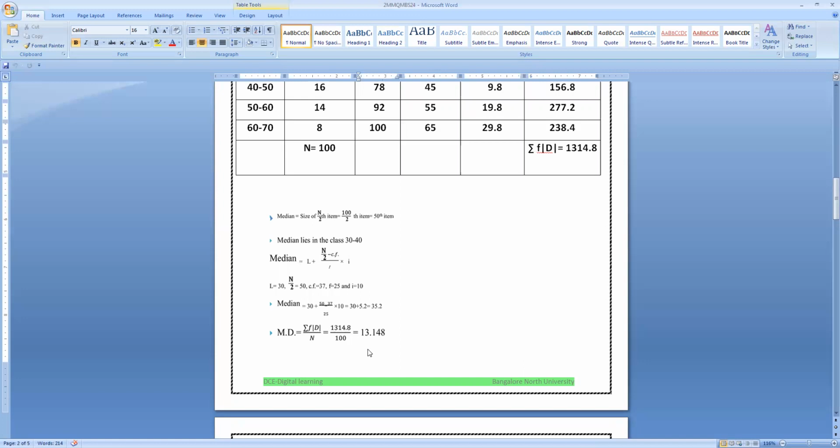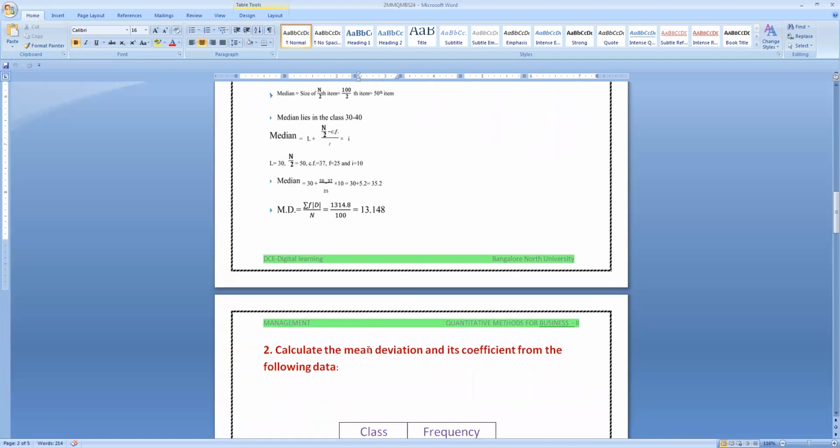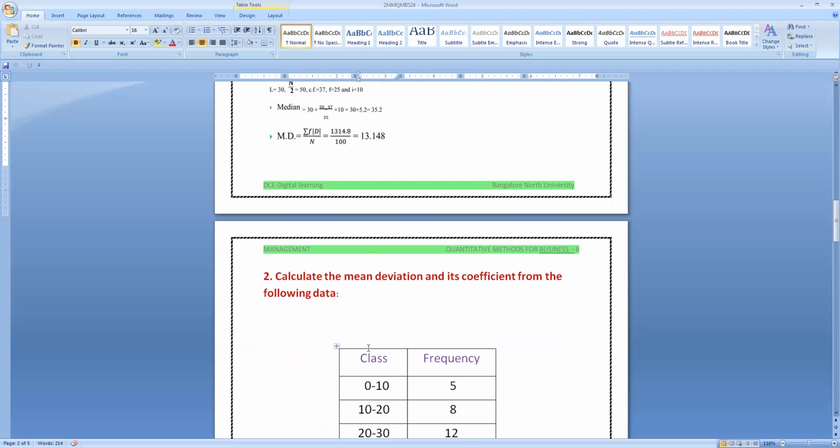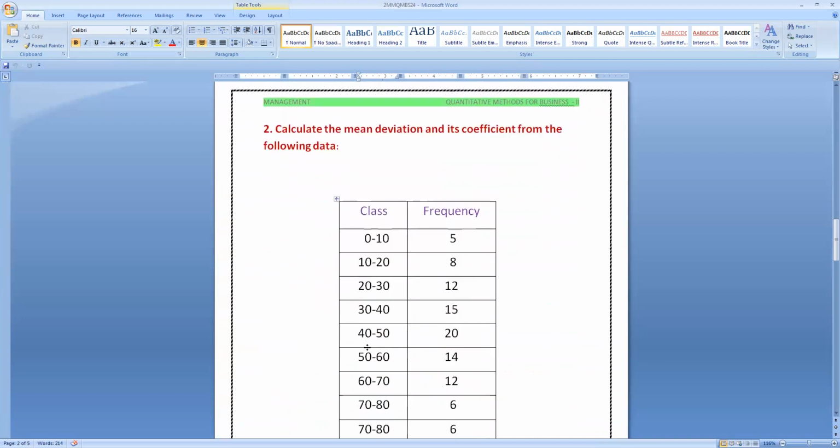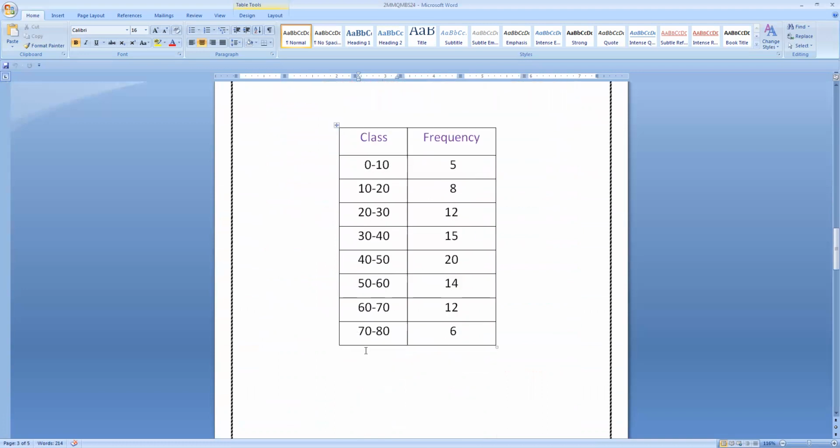1314.8 by 100 is nothing but 13.148. This is how we require to calculate the mean deviation. Let us see the calculation of mean deviation and its coefficient from the following data.